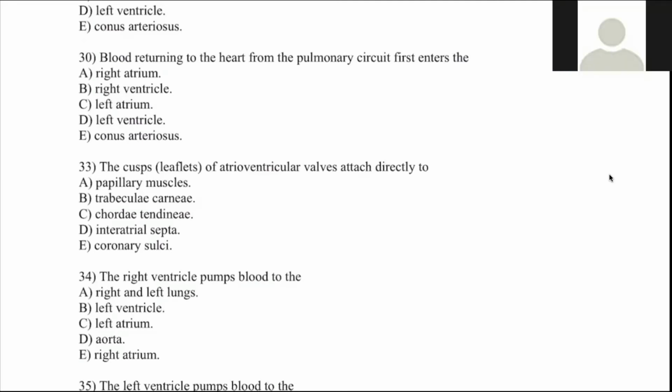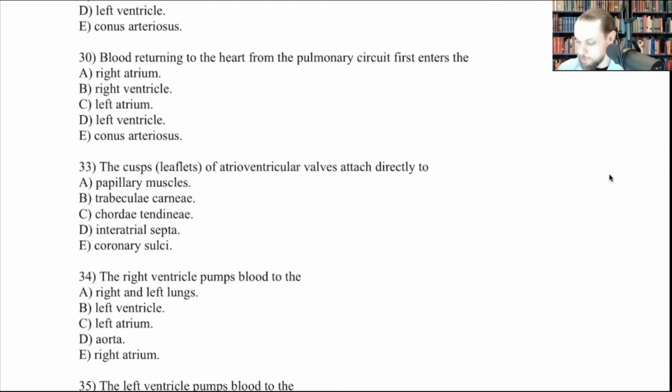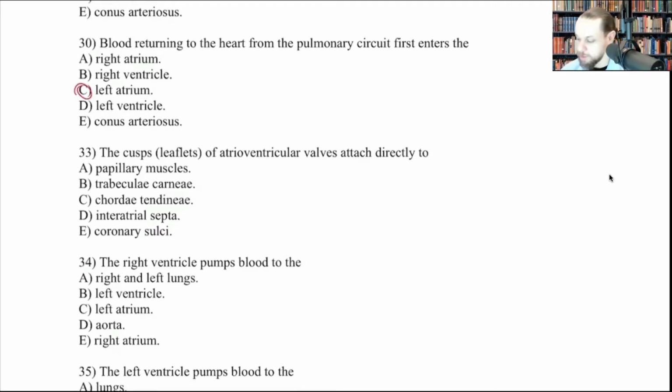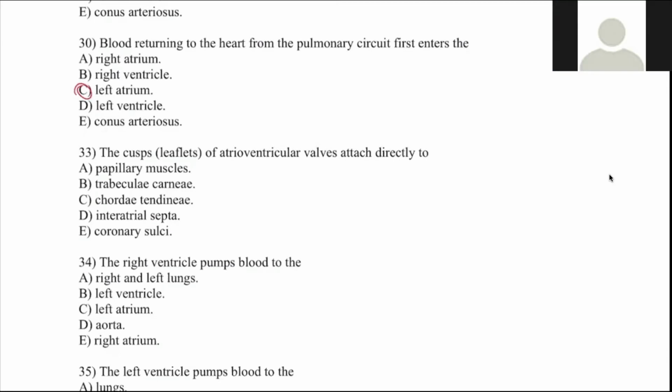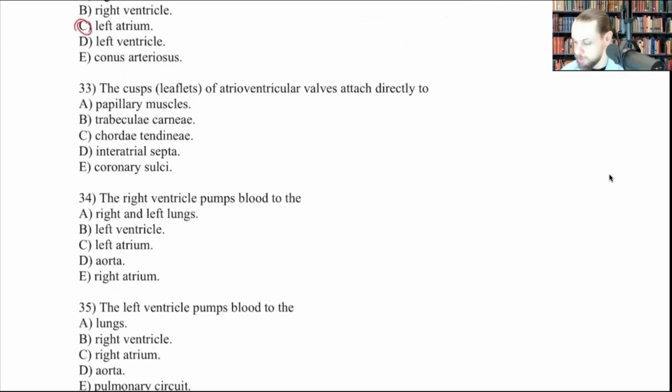Number 30, we're going to go with Syed. Blood returning to the heart from the pulmonary circuit first enters the left atrium. Left atrium, right, is good. And then it's going to go systemically. Number 33, we have Lindsay.